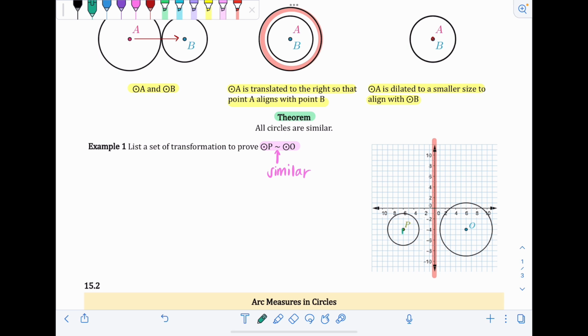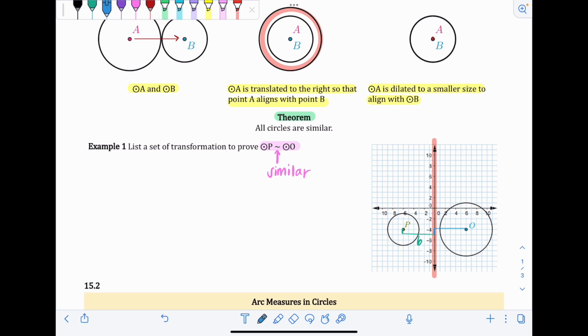So point P is 6 units from the line of reflection, the y-axis. If I take that point P and reflect it over, it's going to go from 6 units to the left to 6 units to the right, and it's going to line up exactly with point O, and the centers will line up perfectly.